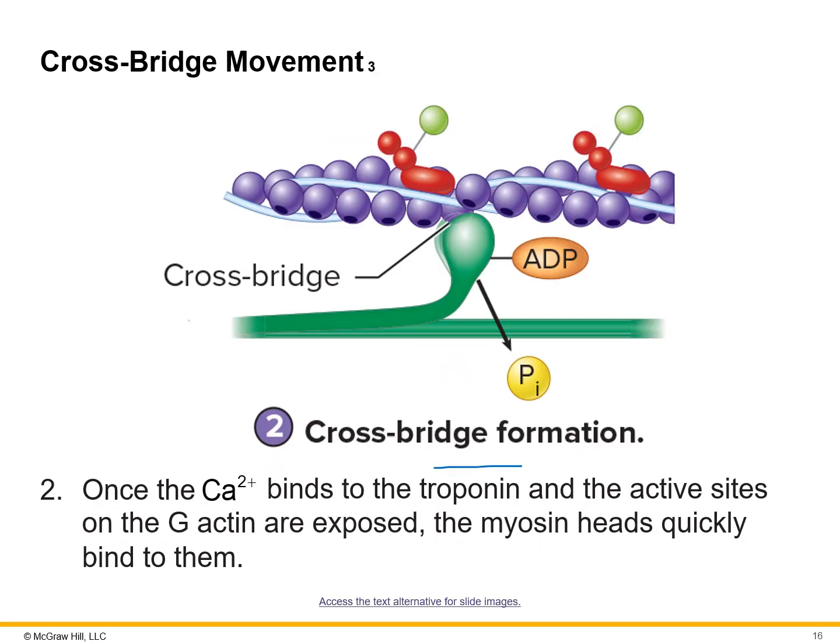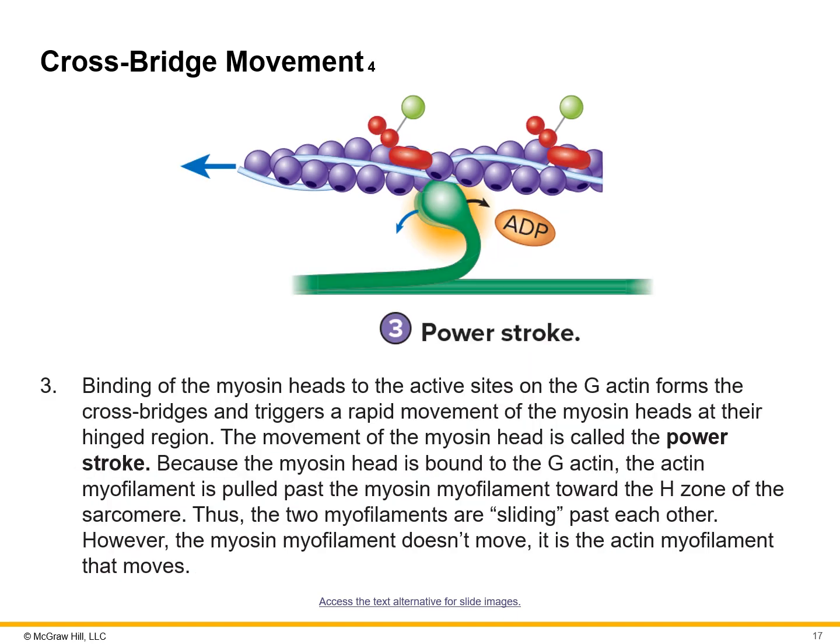So then as the cross bridge forms, once calcium comes in and calcium binds to the troponin on the active sites that are exposed, the myosin head quickly attaches to them. So the influx of calcium causes the myosin head to attach to the active site on the actin. The binding of the myosin head to the active site forms that cross bridge, and that triggers the movement of the myosin head at this hinge. So remember, we talked about the hinge region, and the movement of the head there is called the power stroke.